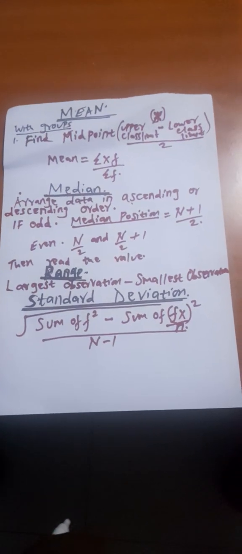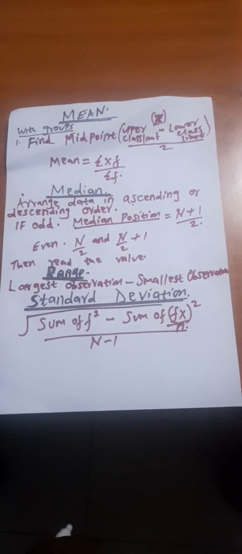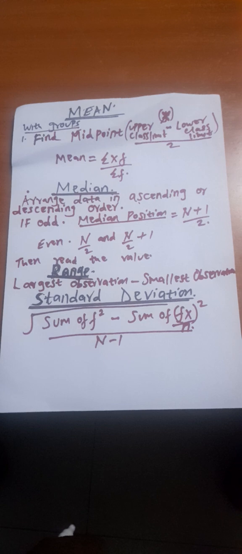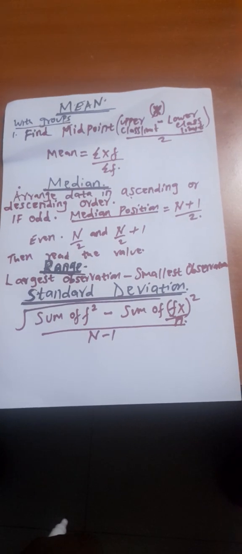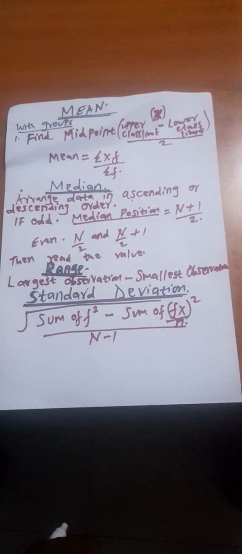But if it was a direct one, you just do summation of X over N. So your summation of X is the sum total of the values given over the N, which is the total number of the data set or the group.